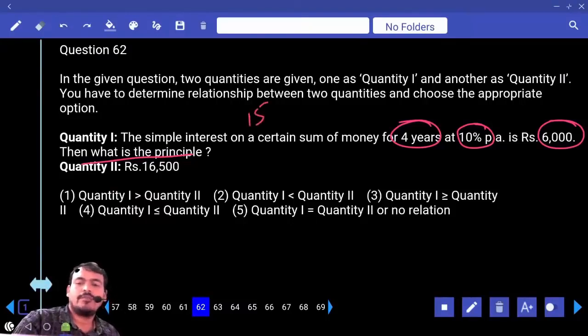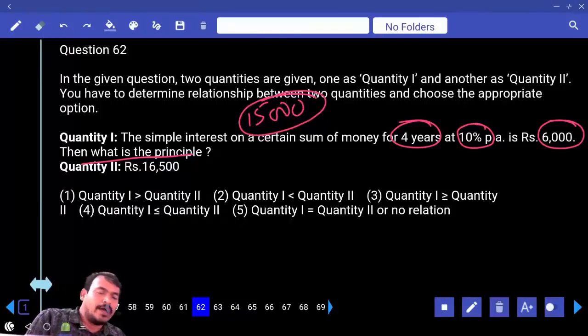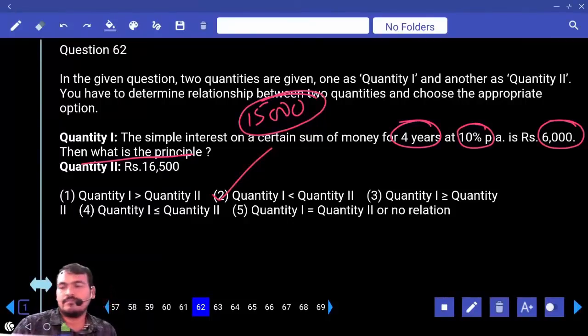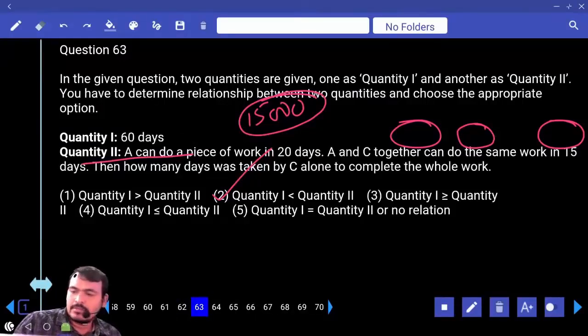10% is 1,500, means principal value 100% is 15,000 or not? Q1 value 15,000, Q2 value 16,500. Then relation: Q1 is less than Q2. 4 years 6,000, per annum 1,500, 10 times of 1,500.